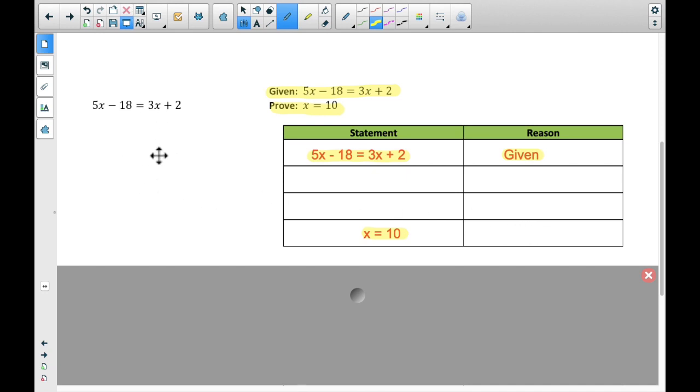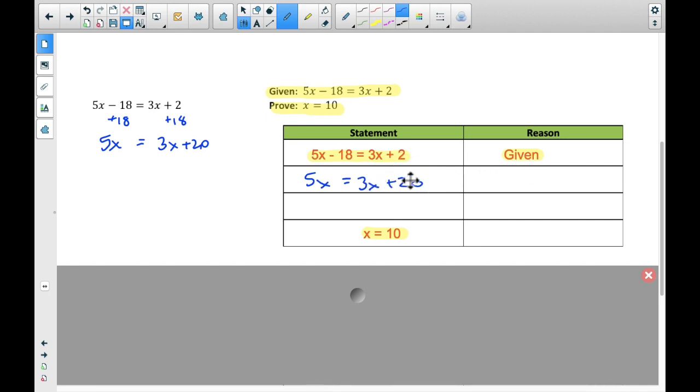We go step by step in the problem and we write down each step. In other words, if I was going to solve this equation, we've been solving equations all year long. We know how to solve equations. If I was going to solve this, I might start with adding 18 on each side. And so when I add 18, I get 5x equals 3x plus 20. I'm going to write that, 5x equals 3x plus 20, right here.